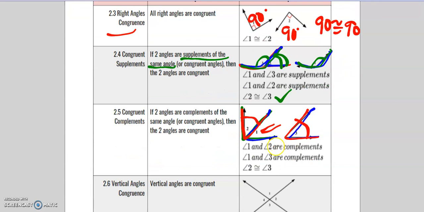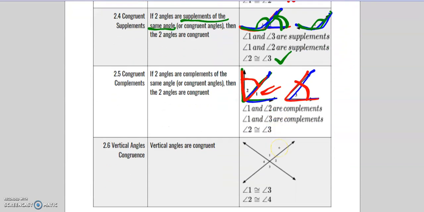The next theorem is my favorite theorem, and we're going to use it very frequently: the vertical angles theorem. We know that vertical angles are congruent. So if we have lines that are intersecting each other, it forms congruent angles, and this tells us that vertical angles 1 and 3 are congruent, and 2 and 4 are congruent. They have equal measure when they're vertical angles.